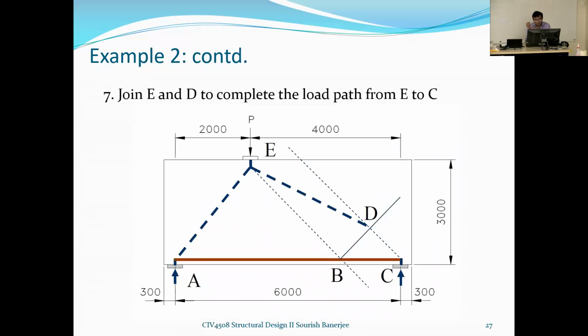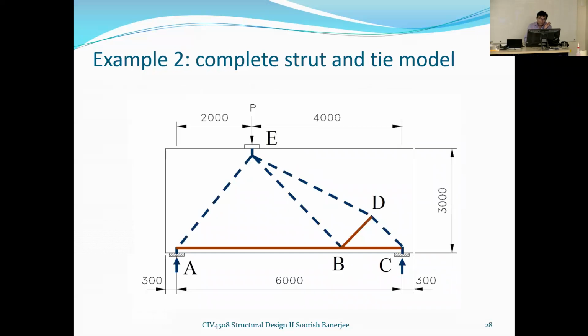And then we have joined E and D to complete the load path from E to C. And this is your complete Strut and tie model. So what can you see? Instead of drawing a direct load path from E to C, because it is becoming very slant, we have got an alternative load path, and we will design accordingly.